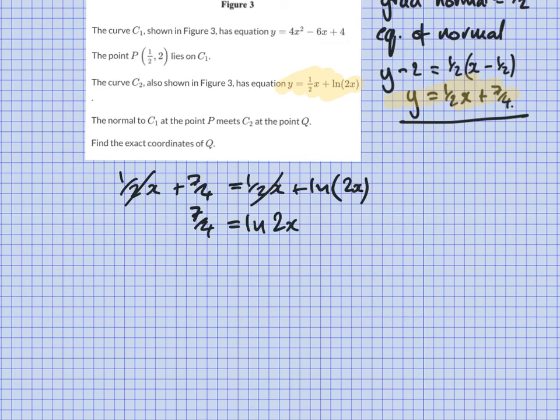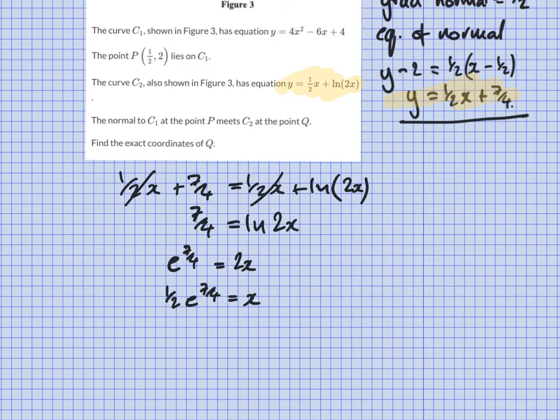We need to be able to reverse, to find the inverse of ln. The inverse of ln is e to the power of. So we get e to the power of 7 over 4 equals 2x. So a half e to the 7 over 4 equals x. That's the x value. Brilliant.